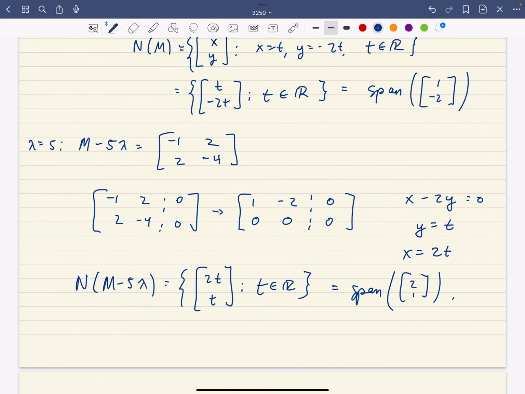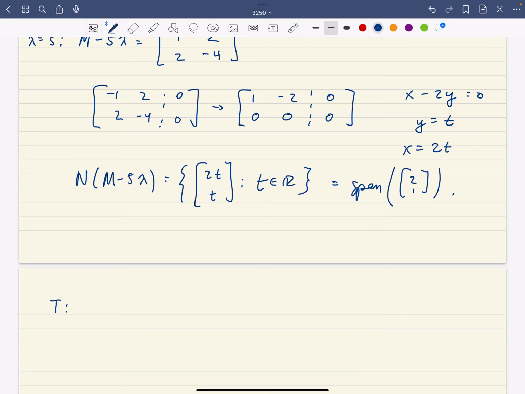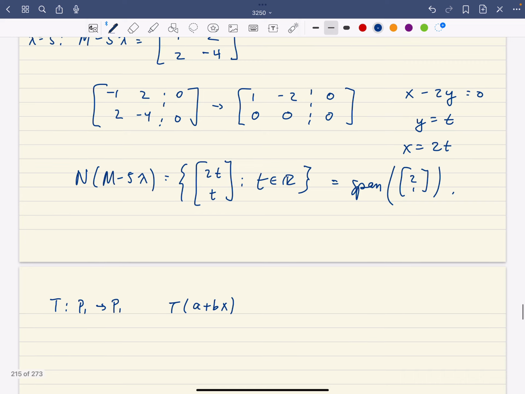And then just while I'm here, number 7 is very similar. So number 7 wants you to do the same thing, except the linear transformation that we have is between polynomials of degree at most 1. And so our linear transformation is we send the polynomial a plus bx to a plus quantity a plus 3bx.